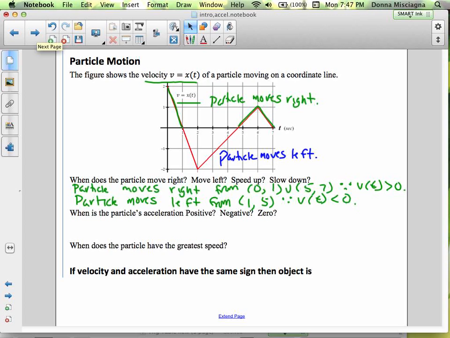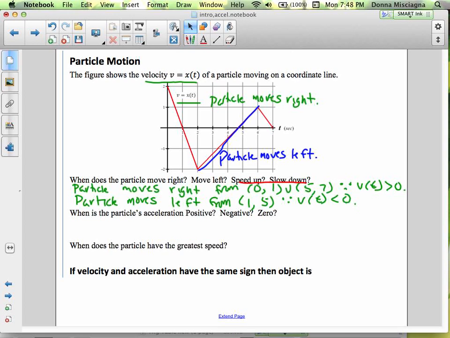So we'll come back to the speeding up and the slowing down. We won't forget, we'll underline it. Speeding up, slowing down. All right, when is the particle's acceleration positive, negative, and 0? All right, so now to figure that out, I'm going to just erase this part here. Let's look at the slope of velocity. So right here, the velocity has a positive slope.